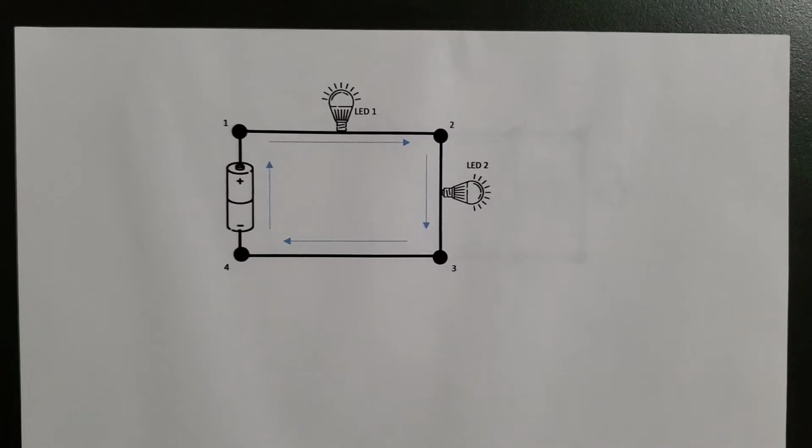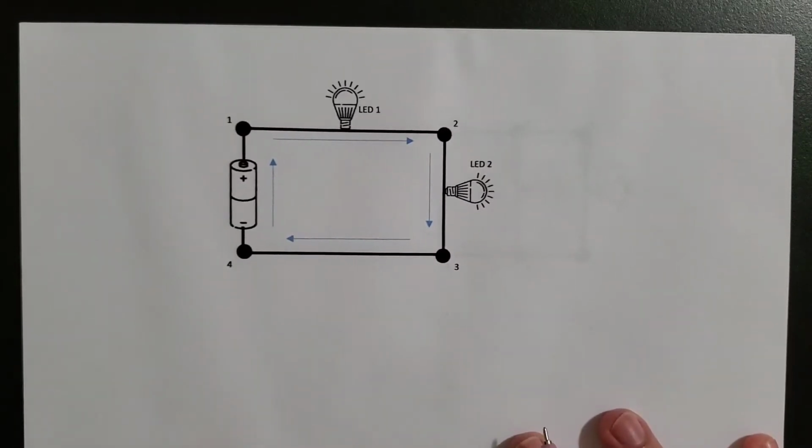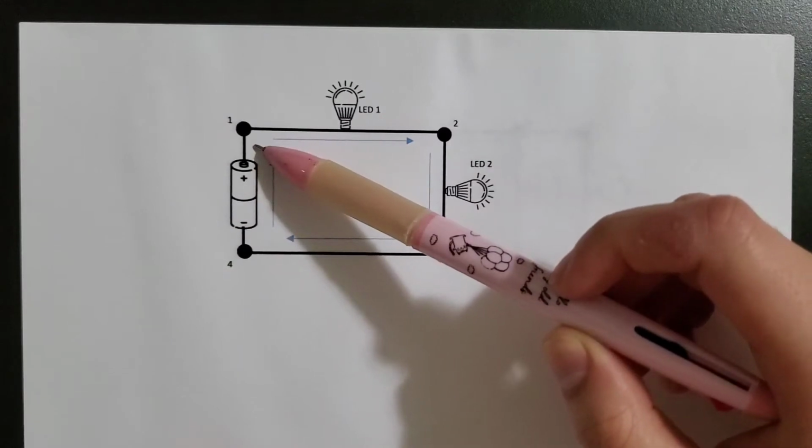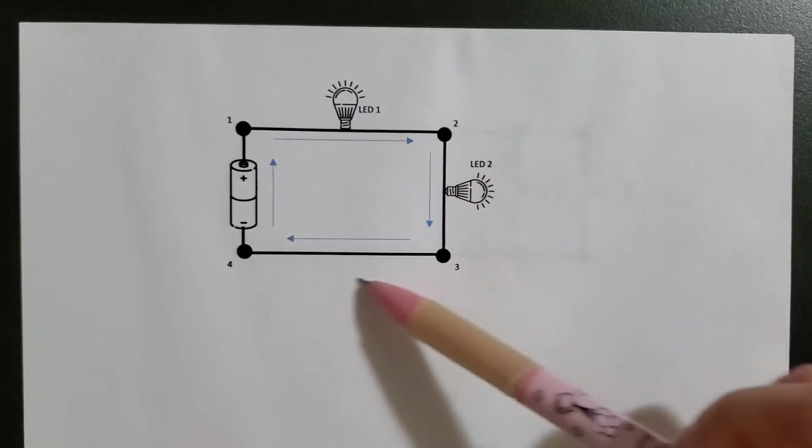But with this, we're actually going to be talking about electricity that has a consistent flow. We'll start off with this very first one. This first one is called a series circuit. What happens in a series circuit is that electrons will flow from the positive to negative end.